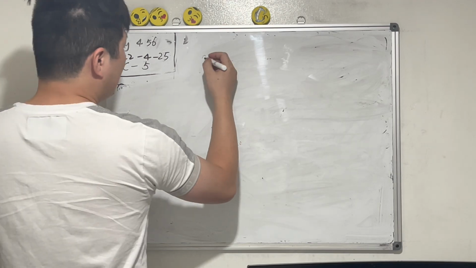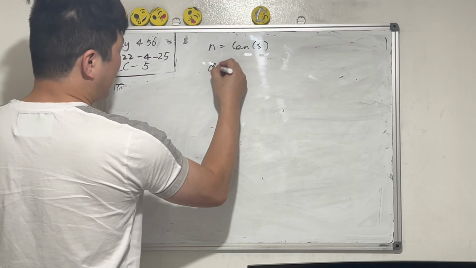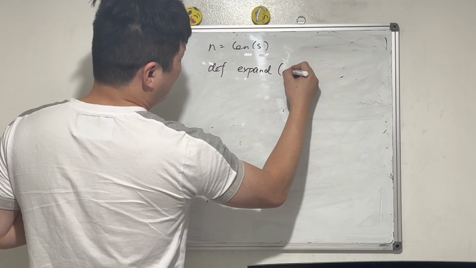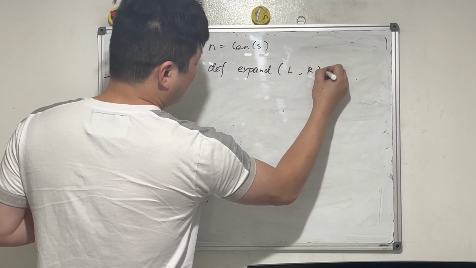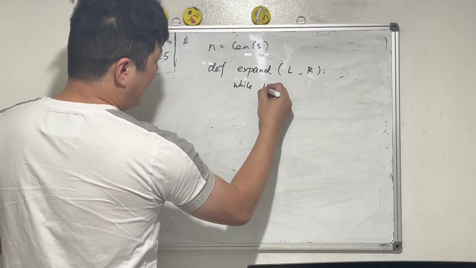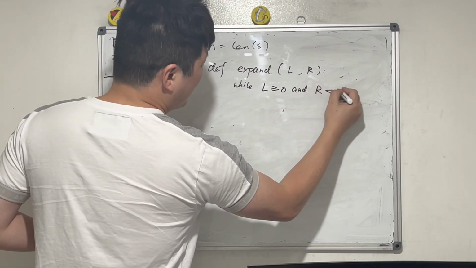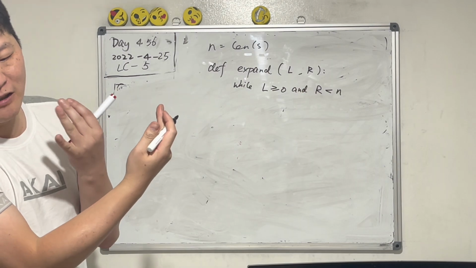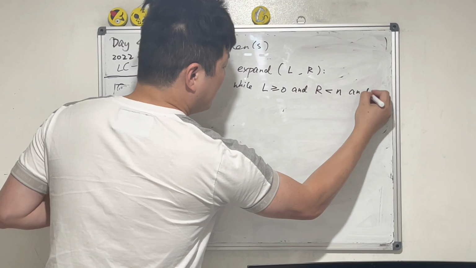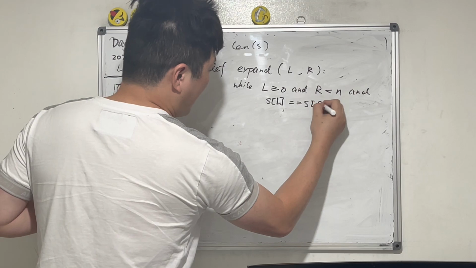Okay, let's see. So n equals length of s. Let's define this expand, expand the center, with L and R. So while L is greater than or equal to 0 and R is smaller than n, right? So look, these 2 pointers cannot go beyond the boundary. And then s[L] equals s[R].